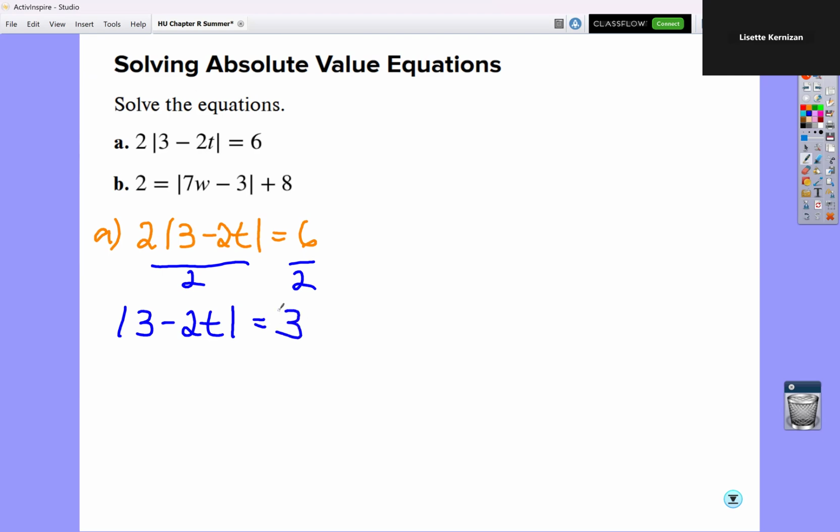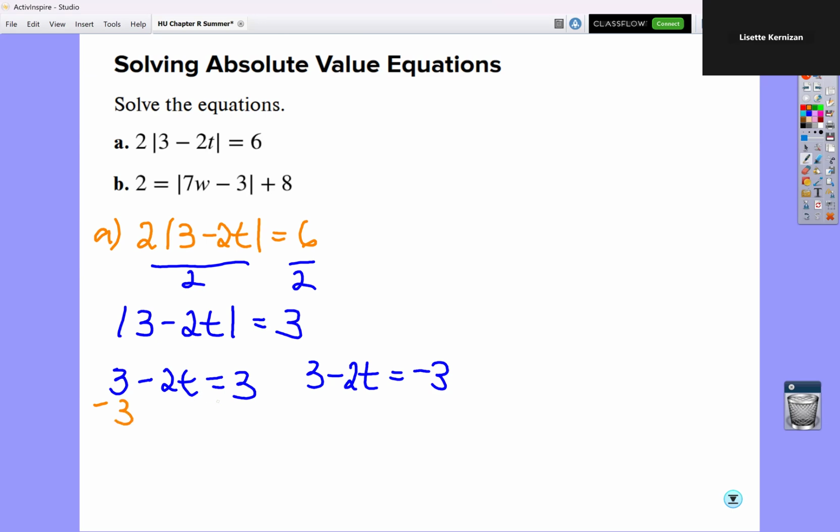So I want to know who lives 3 units away from 3 minus 2t. So I know that I'm going to have some people at 3 minus 2t equals 3. I'm also going to have some people to the left, so 3 minus 2t equals negative 3. And I'm going to solve both equations.